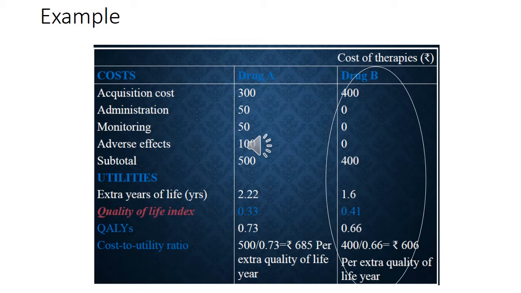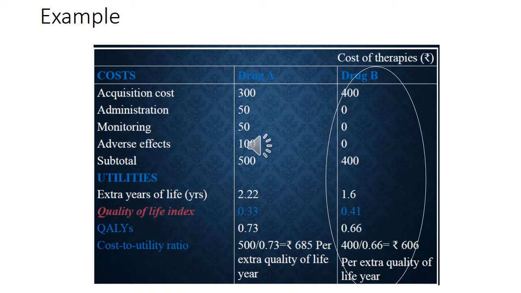So now you see that the QALY score is higher for drug A, but when you calculate the cost to utility ratio, that is, you divide the cost by QALY, you will find that for drug A, you will have to spend 685 rupees to get 1 year of quality in your life, whereas you will have to spend only 606 rupees with drug B to add 1 year of quality to your life. And this is quite obvious because you have fewer adverse effects with drug B.